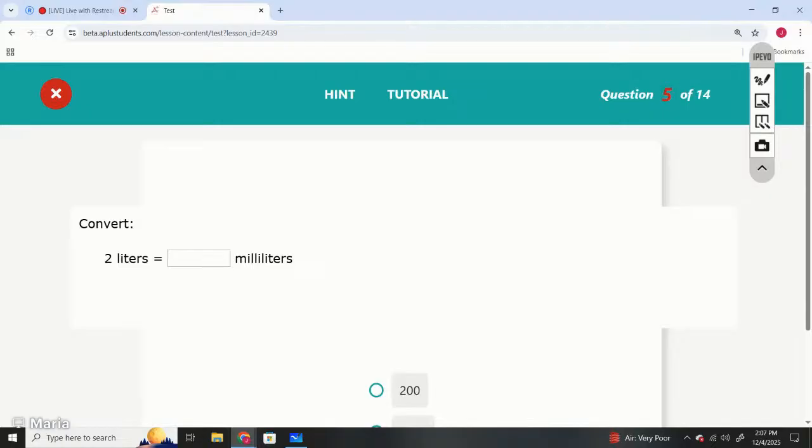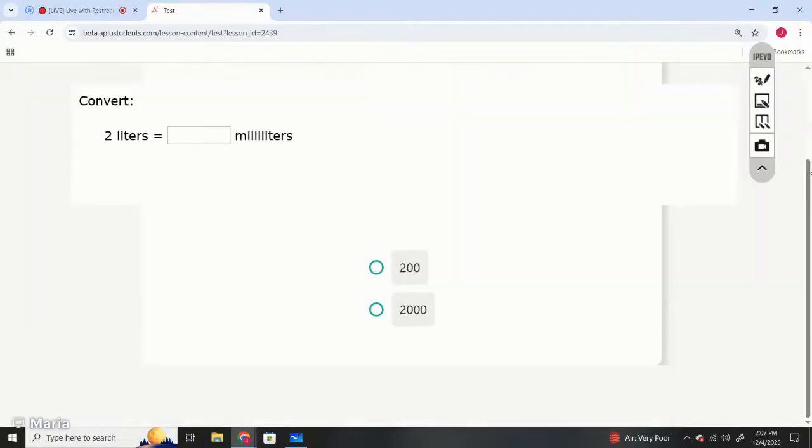2 liters equal how many milliliters? 2 liters equal 2000 milliliters. Option number 2 is the correct option.